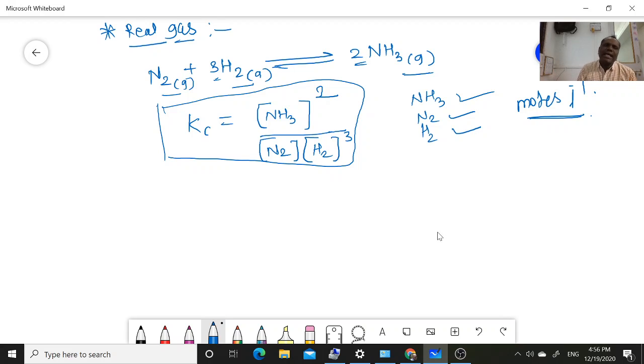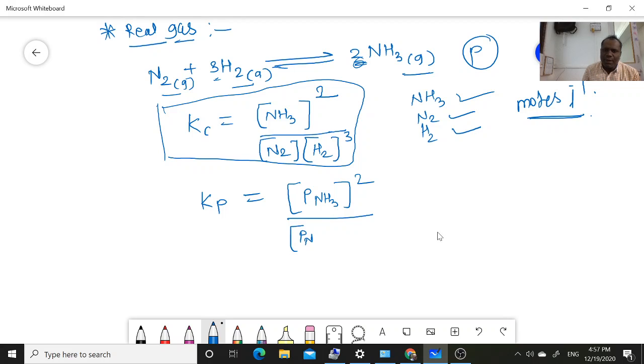If these gases are given in pressure, that is in bar or atmosphere, as partial pressure, then Kc is written as Kp. Kp is equal to what? We have to write the pressures: P of NH3 squared, since 2 molecules of ammonia, divided by P of N2, the partial pressure of N2, multiplied by the partial pressure of H2 raised to how much? It is 3, since 3 moles of hydrogen molecule are reacting.